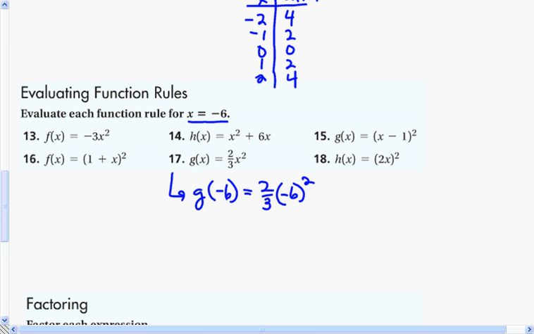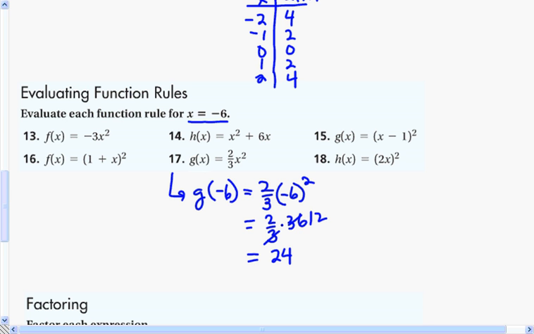If you did this on your calculator and didn't use parentheses, you might get the wrong answer because negative 6 squared, and we need to do that first because of the order of operations, that's positive 36. So we get 2/3 times 36. And 2/3 of 36: 1/3 of 36 is 12, so 2/3 of 36 is 12 times 2, which is 24. And that's because 36 divided by 3 is 12.